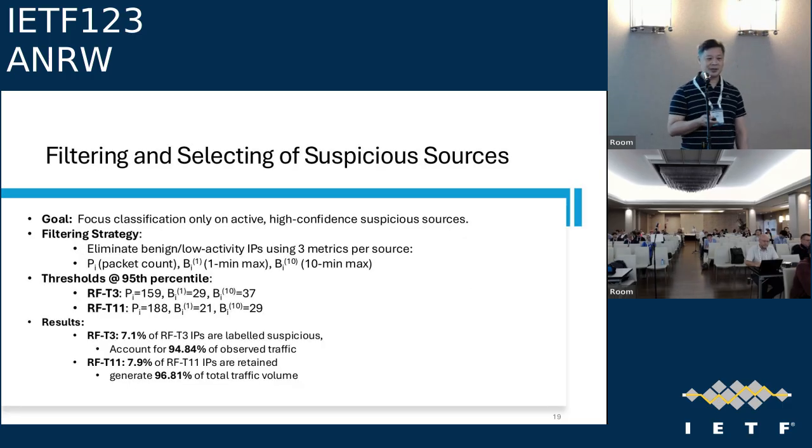For the filtering and selection of suspicious sources, we have 3 metrics. The first one is the total number of packets, the number of bursts in 1 minute, and the number of bursts in 10 minutes. For the RFT3, based on this filtering threshold, we can identify 7.1 thousand suspicious IP addresses. For the RFT11, we are able to identify 7.9 thousand.